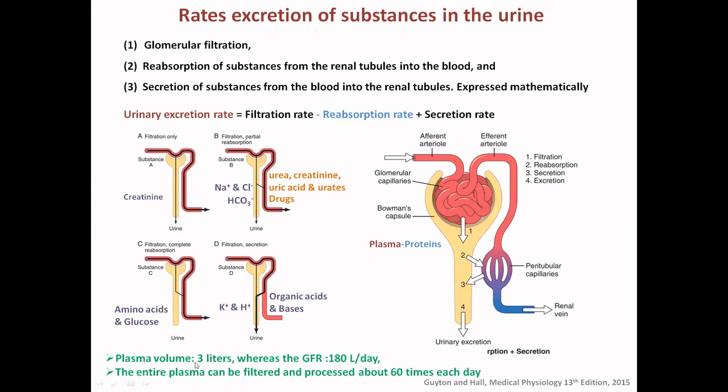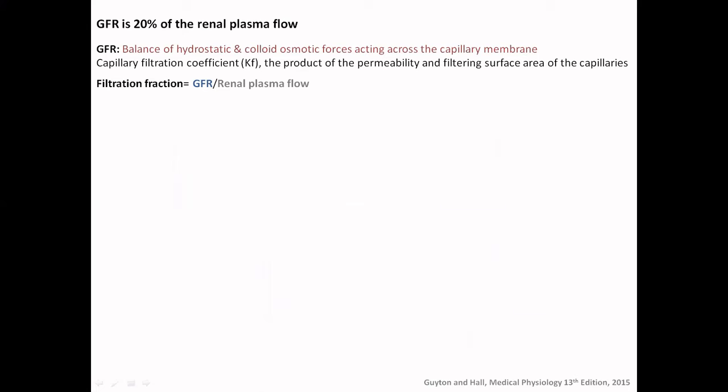So finally, the plasma volume is equal to 3 liters, whereas the glomerular filtration rate is equal to 180 liters per day. So the entire plasma can be filtered and processed about 60 times each day. So whatever blood we have, this entire blood is passing through the kidney 60 times a day. So it is such a robust system of filtration.